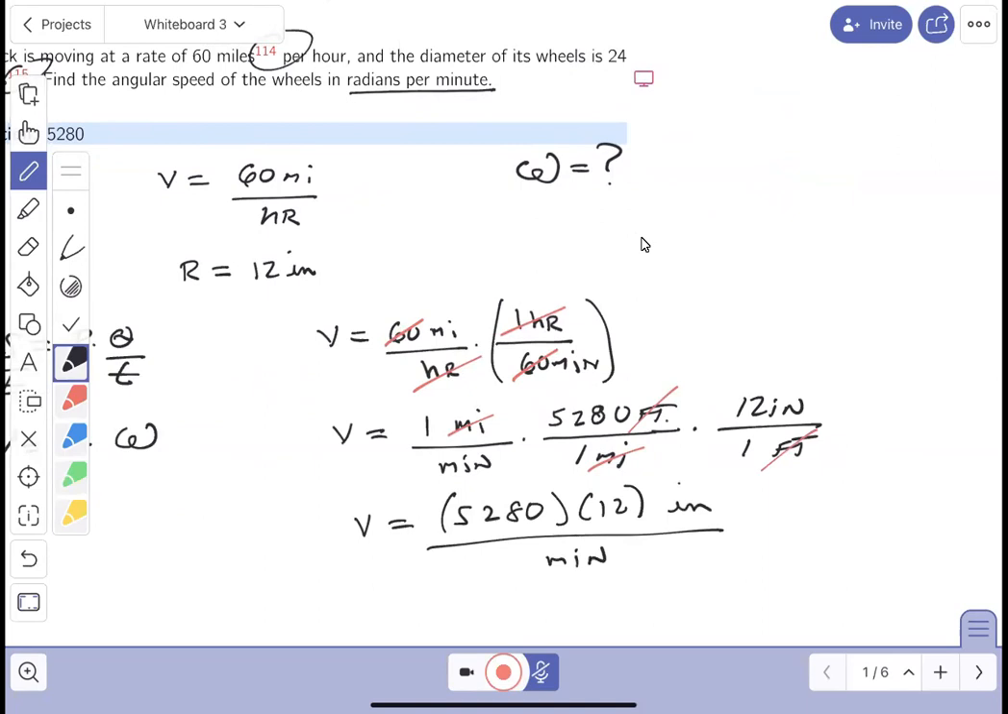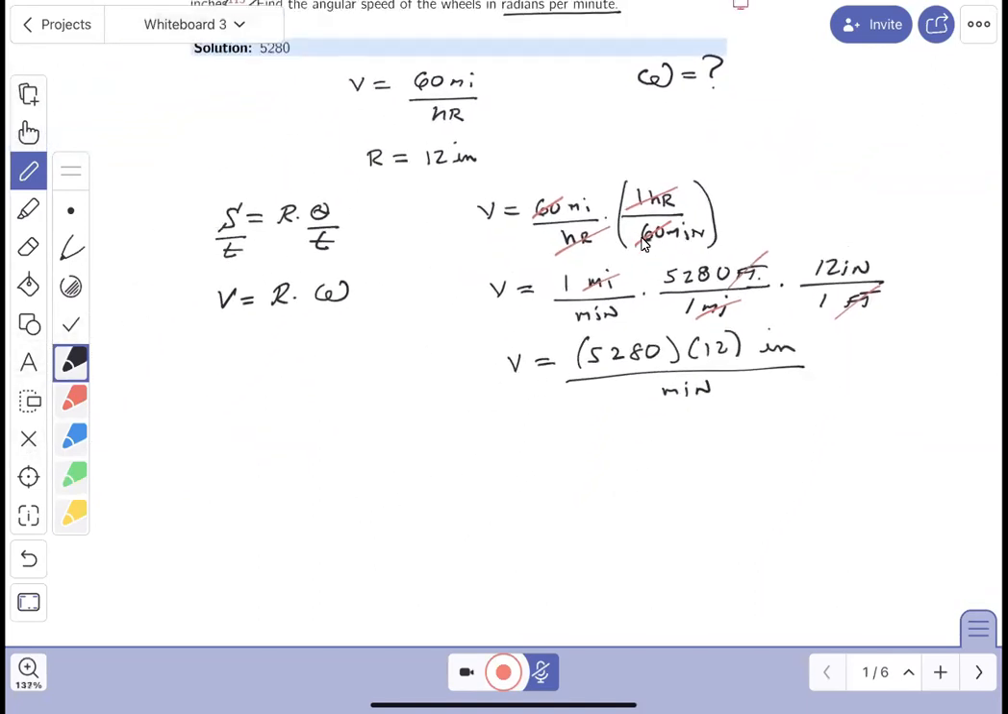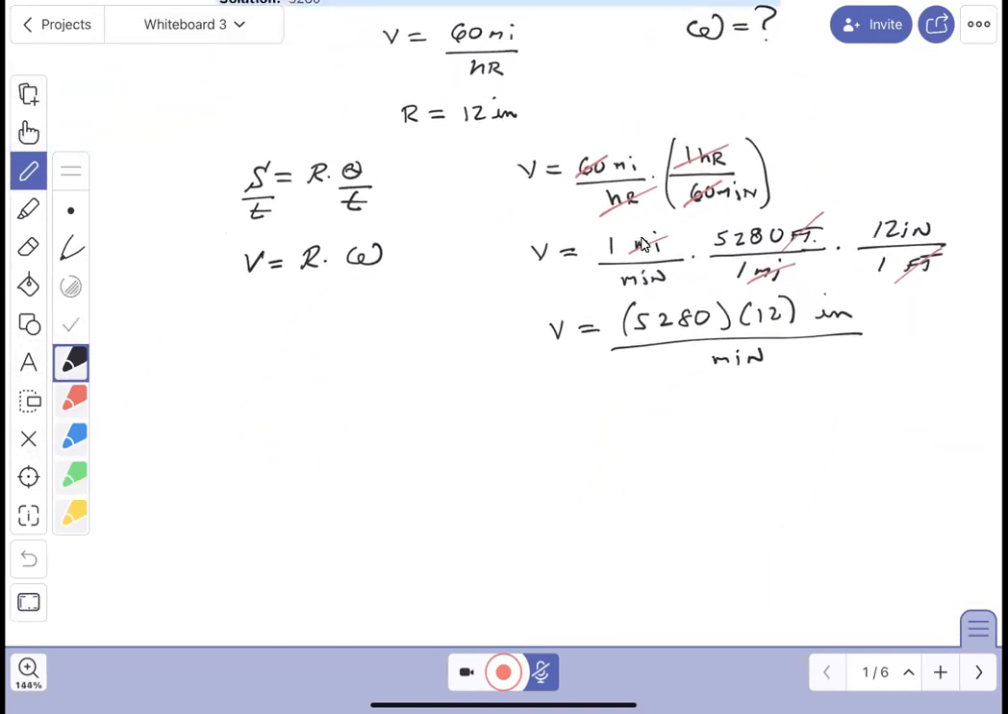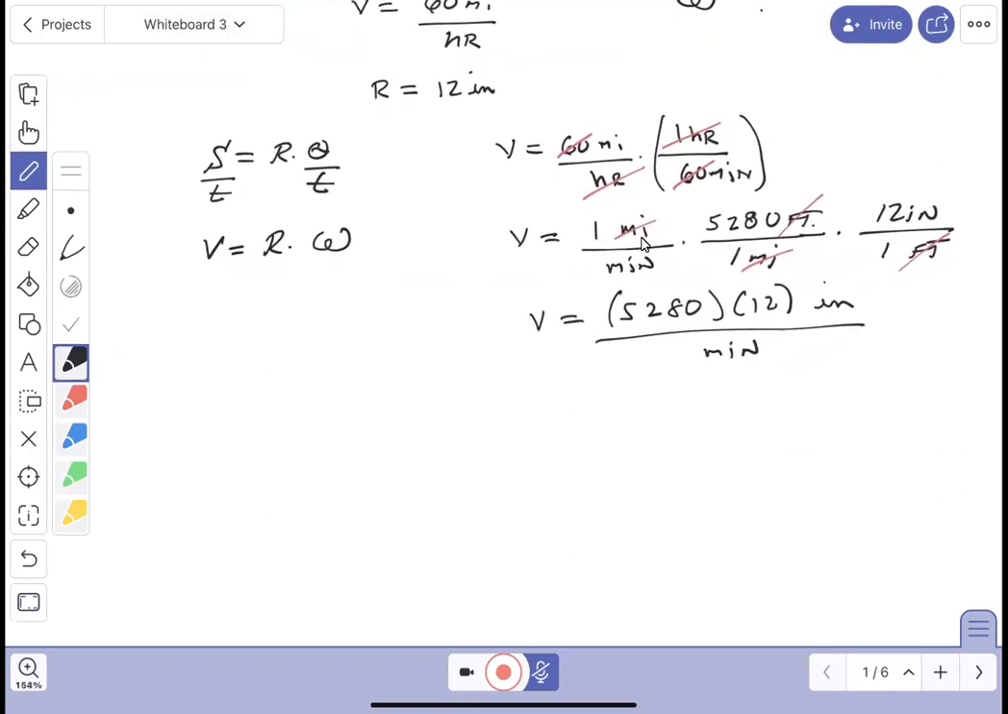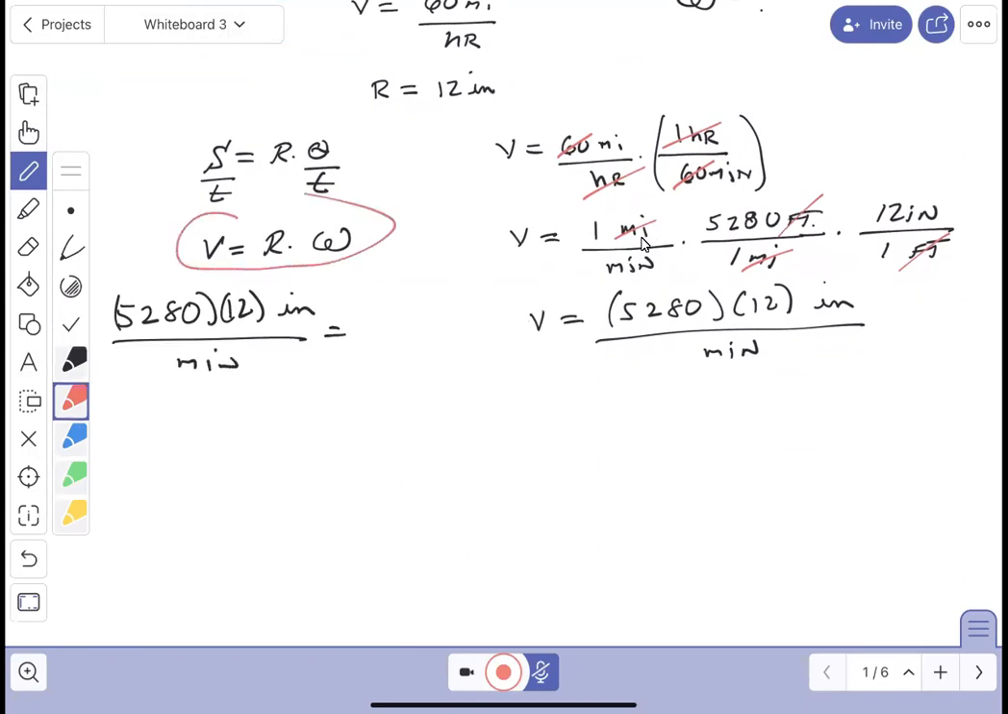Now somebody says there's so much work, I'll never be able to get to the end of the problem. Well, I have to start writing things down now. What's V? V is 5,280 times 12 inches per minute. I'm using this equation here. And what's R? That's 12 inches, right? And then times omega.